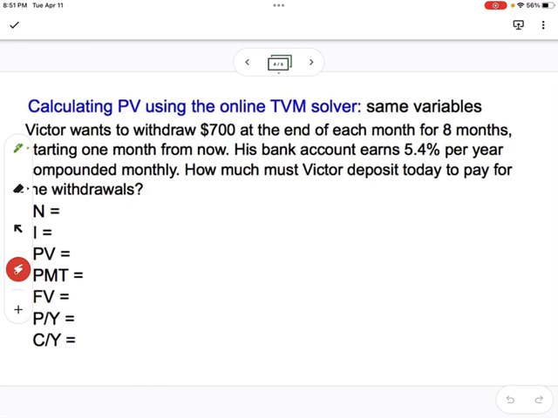Okay, so Victor wants to withdraw $700 at the end of each month for 8 months, starting 1 month from now. His bank account earns 5.4% per year compounded monthly. How much must Victor deposit today to pay for the withdrawals?